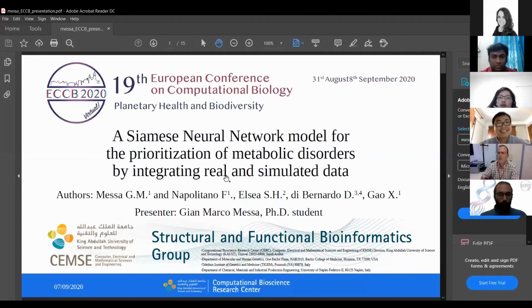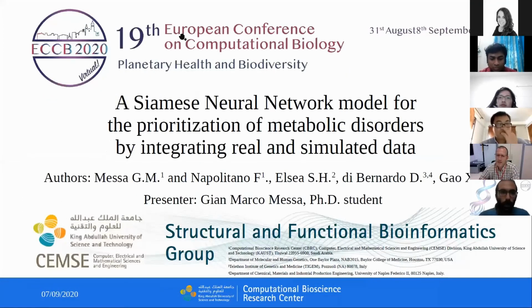Thank you very much. And then we can move directly to the last speaker of this first session, who is Gianmarco Messa, and he's going to tell us about the Siamese neural network model for the prioritization of metabolic disorders by integrating real and simulated data. So Gianmarco, you have 12 minutes.